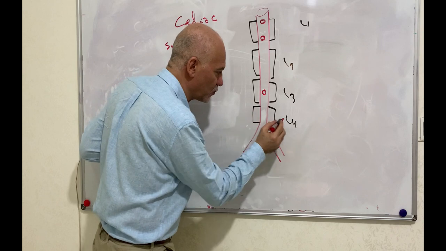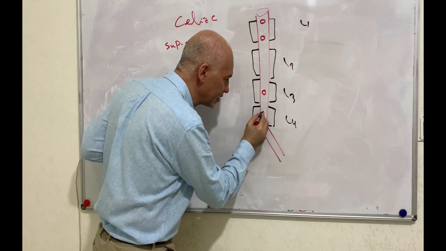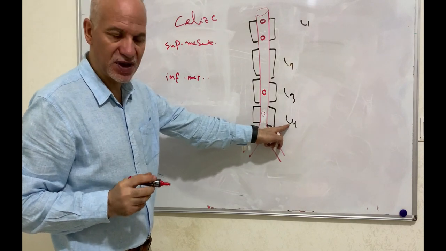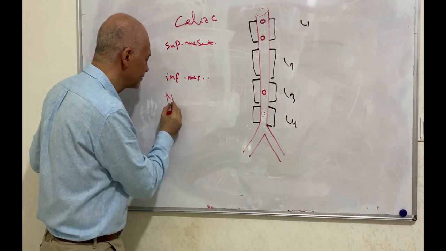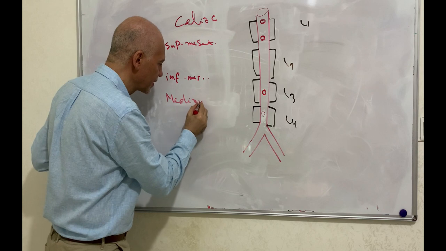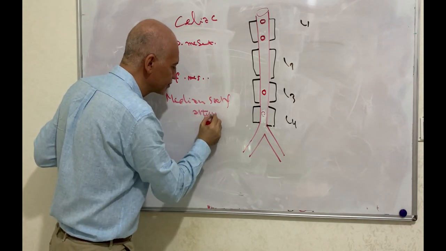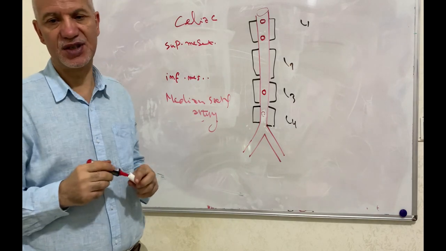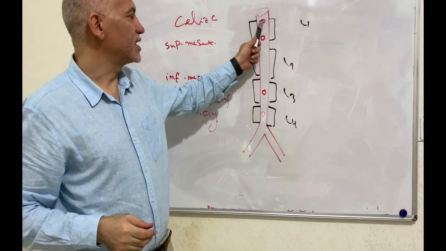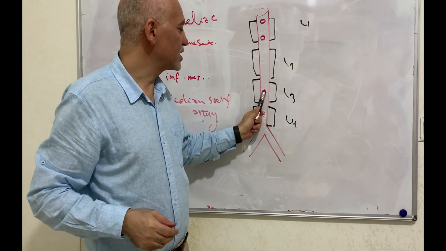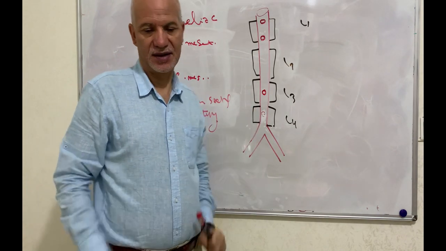Opposite the back of the fourth lumbar vertebra, the median sacral artery. These are the single branches: celiac trunk, superior mesenteric, inferior mesenteric, and median sacral.